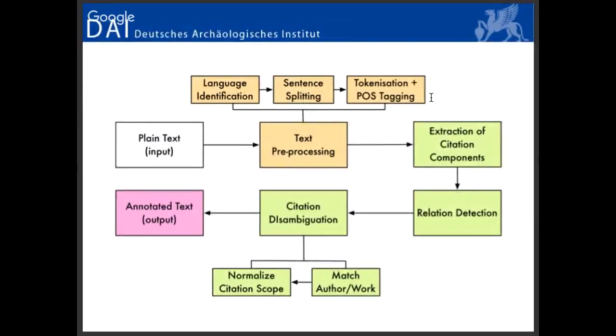The pipeline looks like this. You always start from just plain text input. There is then some pre-processing that involves a few things: recognizing the language, because that's done automatically, splitting into sentences, splitting them into words, and then assigning part of speech tags.